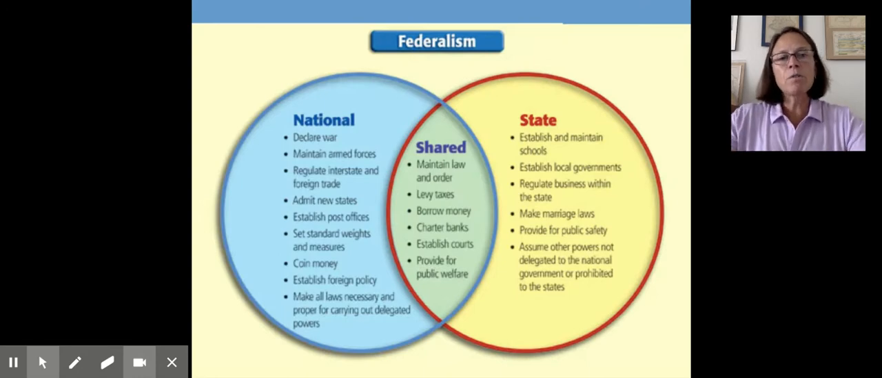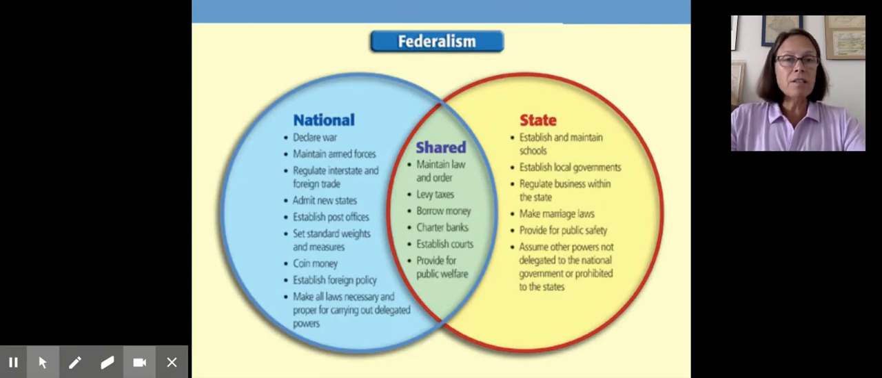Each has their own powers or responsibilities. So, for example, the national government, Congress, has the authority to declare war. The federal government has the ability to maintain our armed forces, Army, Navy, Air Force, etc. Only the federal government can coin money, and so on.